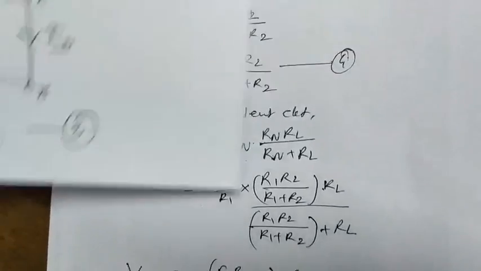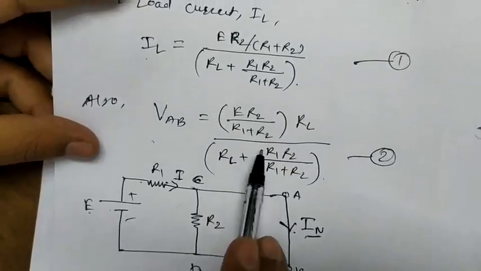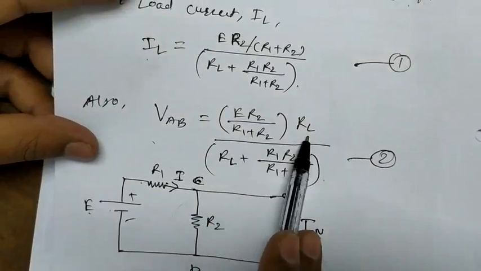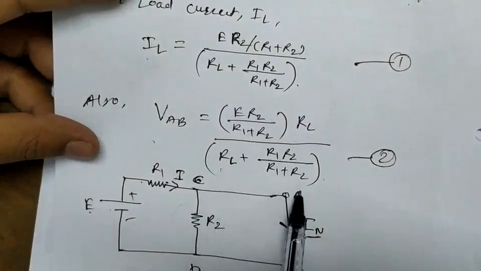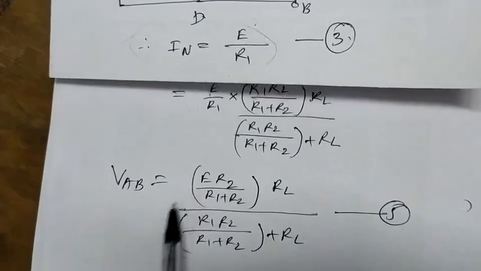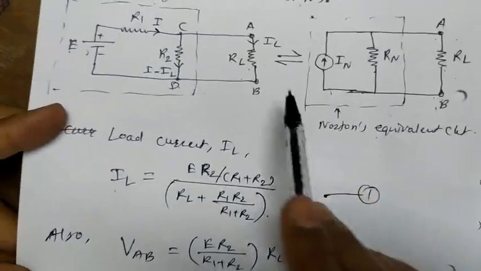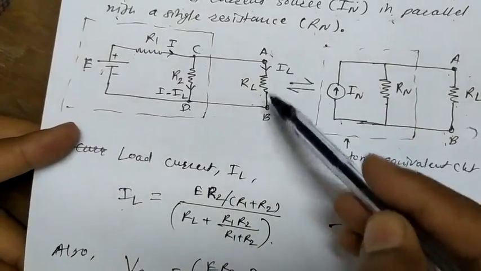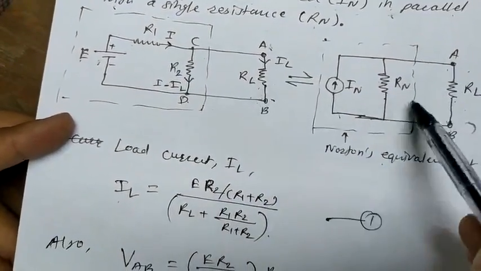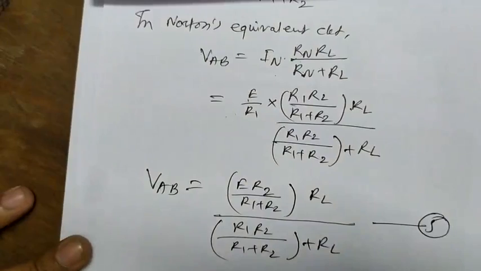Now if we compare equation number 2 and equation number 5, we have this equation number 2, E R2 upon R1 plus R2 into RL upon RL plus R1 R2 upon R1 plus R2. That is, we have the same equation. Therefore from these two equations, the voltage across A and B, voltage across RL, in both the circuits are the same. This is the proof of Norton's theorem.